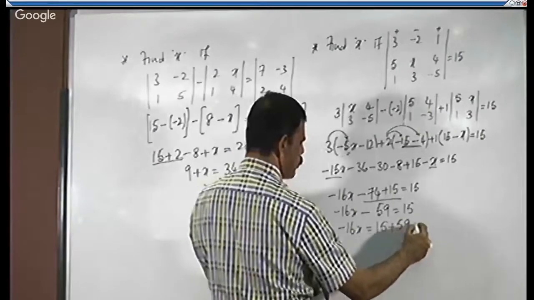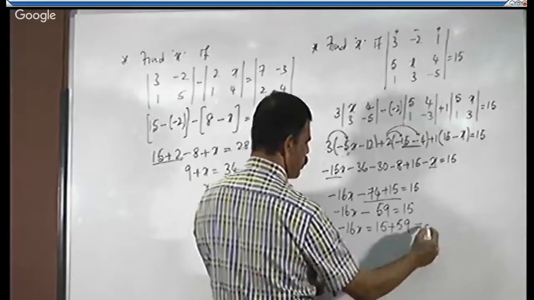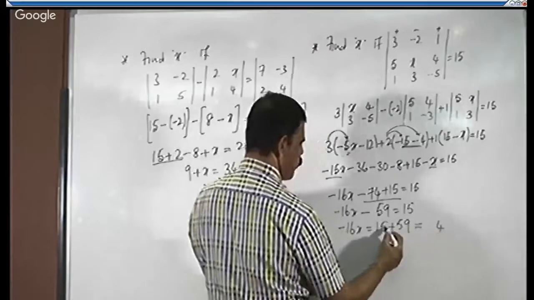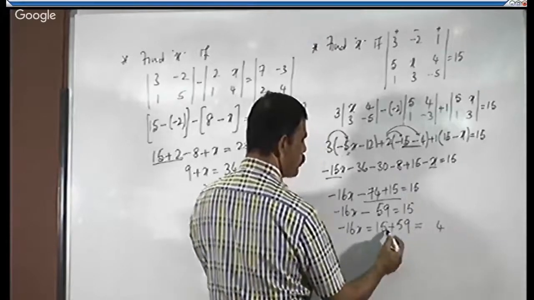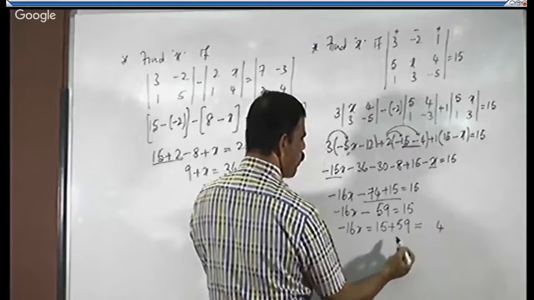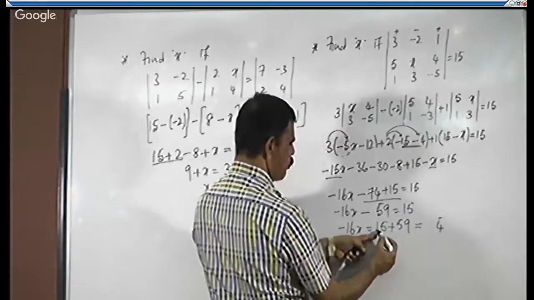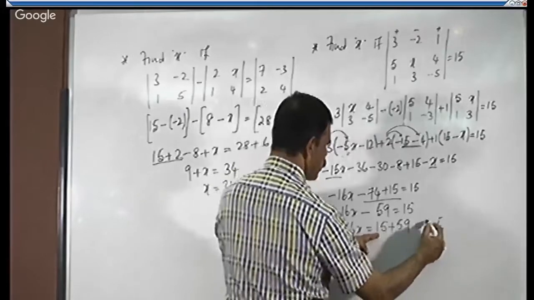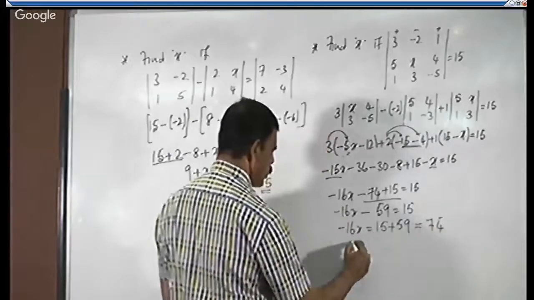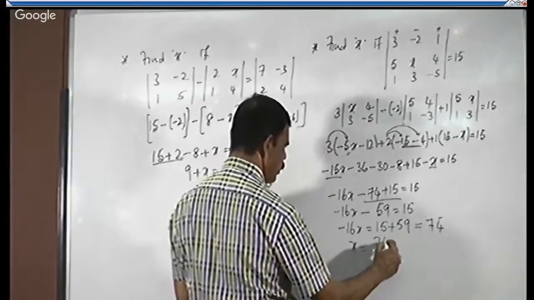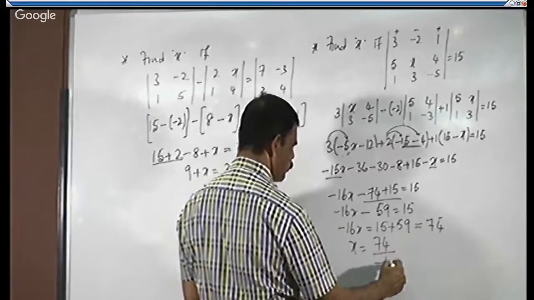Both are positive numbers, add them. It is what? 5 plus 9, it is 14. 14, right, 4 carries 1. 1 plus 1, 2. 2 plus 5, 7. Then x is equal to 74 divided by minus 16.